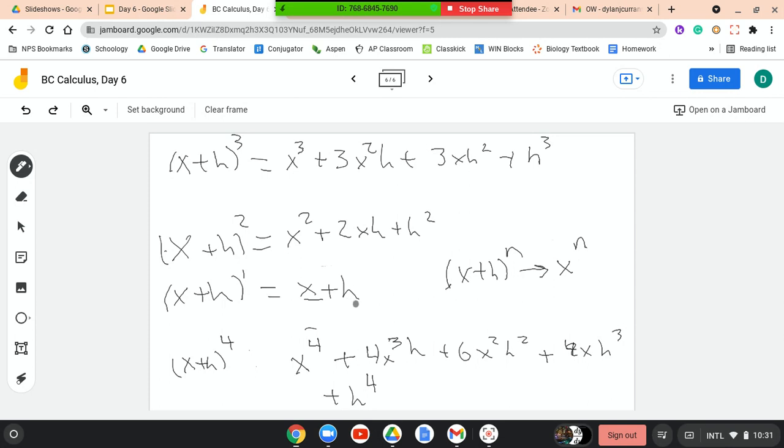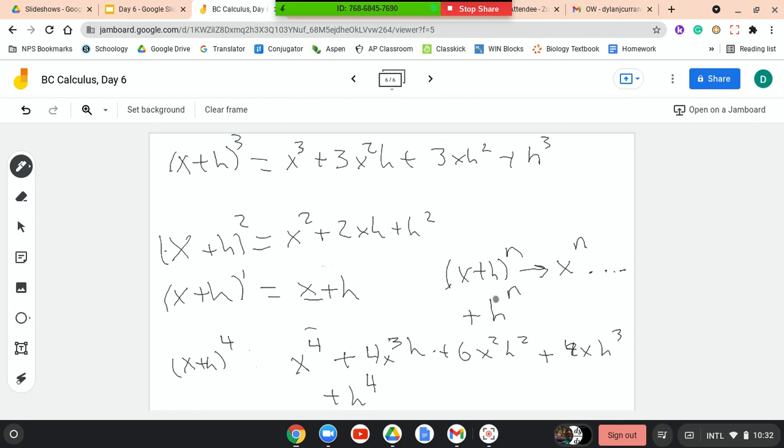All right. And that's from the pattern that we found in these expansions. I also want you to look at the last term, the h term. In x plus h to the 1, it's h. In x plus h squared, it's h squared. In x plus h cubed, it's h cubed. In x plus h to the 4th, it's h to the 4th. So what's the pattern of the last term? It's h to the n. Exactly. So if we expand x plus h to the n, we're going to have x to the n and some terms in the middle, but the last term is always going to be h to the n, right?